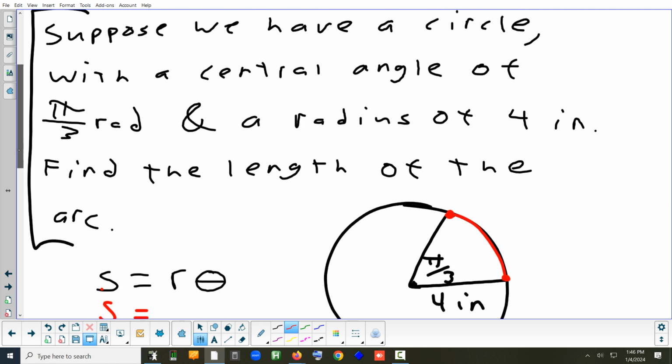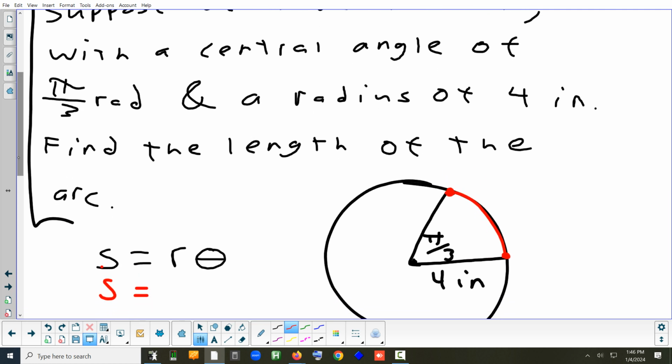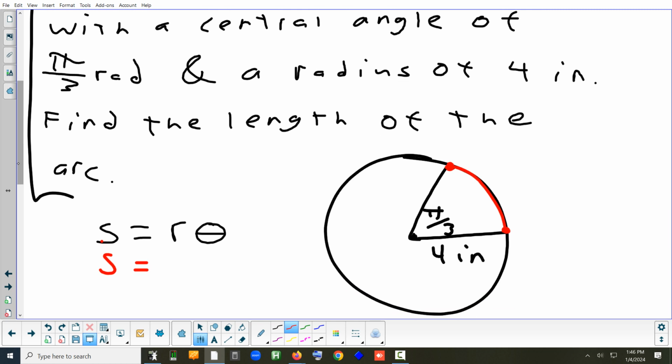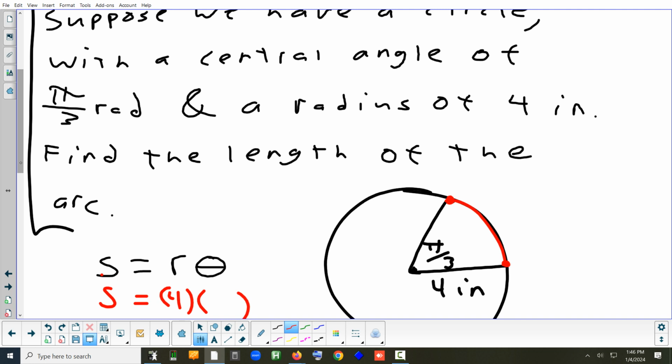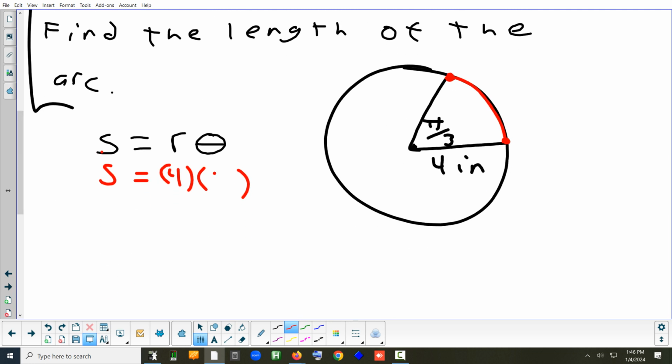What about R? Do we know that? If we don't know one thing, I hope we know everything else, or we're going to be stuck. So what's my radius? 4 inches. So 4. And do we know the angle? Pi over 3, and the angle's supposed to be in radians. Is our angle in radians? Yes, there's no degree symbol. If it wasn't in radians, off to the side, we'd convert it to radians.